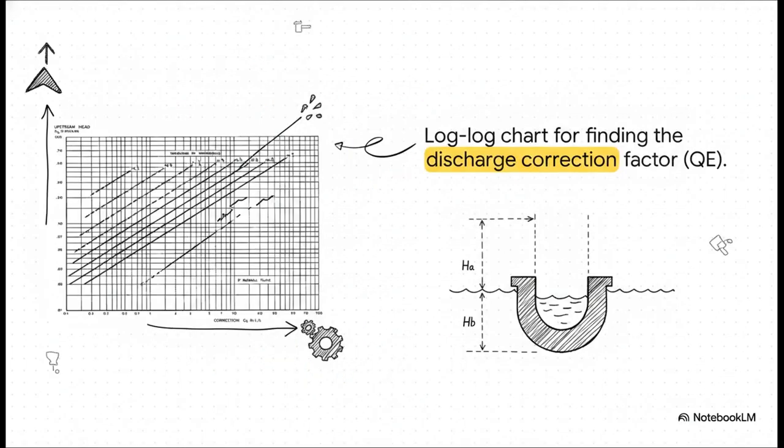To solve this, engineers don't just guess, they use this complex log-log chart to visually locate their exact submergence percentage. By tracking your upstream head on the left vertical axis and intersecting it with your percentage of submergence on these diagonal dashed lines, you can drop down to the bottom horizontal axis to find the exact discharge correction factor. This vital correction factor is known in the equations as QE.